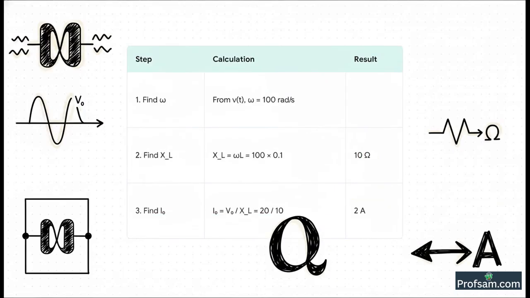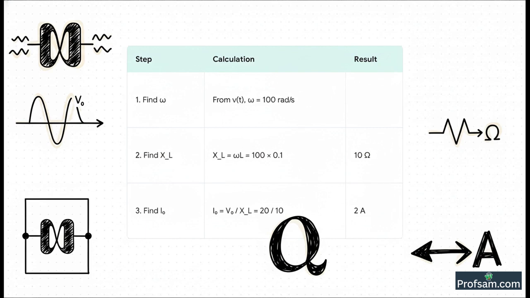Step 1. We look at the voltage equation. V of t equals 20 sine 100t. From this, we can clearly see that the peak voltage V0 is 20 and omega is 100. Step 2. Now we find the reactance. We use our formula, X_L equals omega L. So that's 100 times 0.1, which gives us 10 ohms.